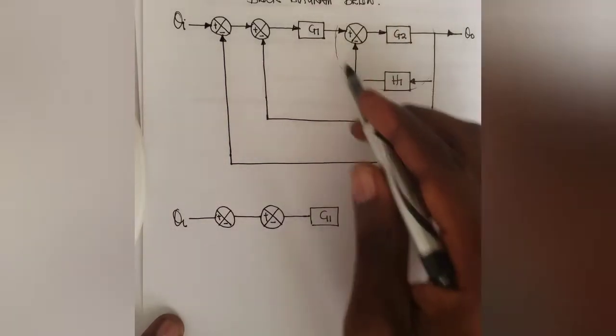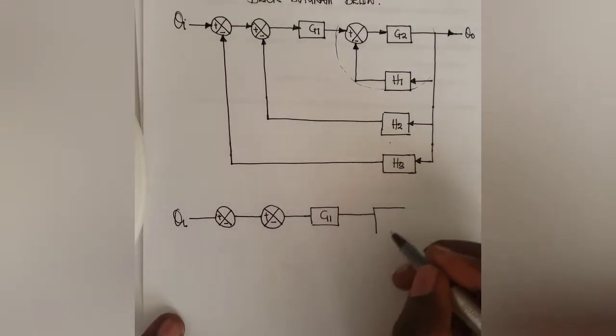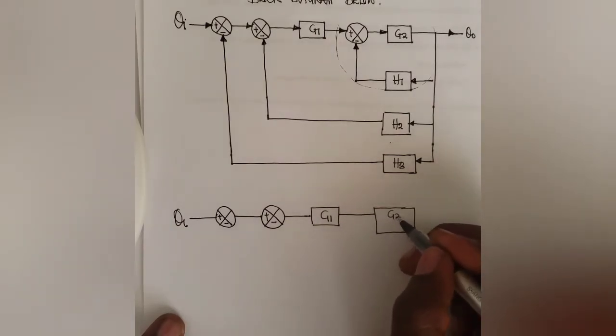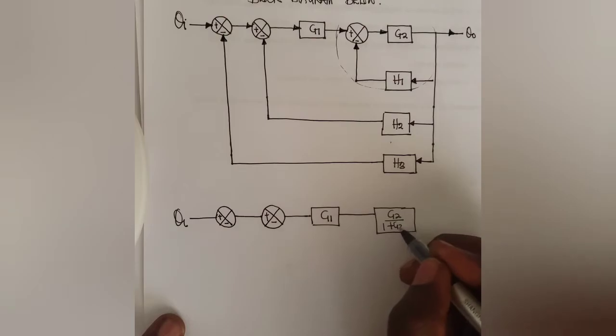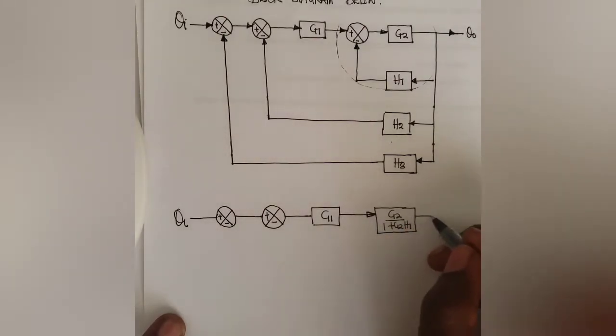Now I said I can reduce this one, so if I find the transfer function of this, this is what is going to be its transfer function. I'm going to be having G2 all over 1 plus G2H1. So this is going to be the transfer function. Then I have here my output signal.